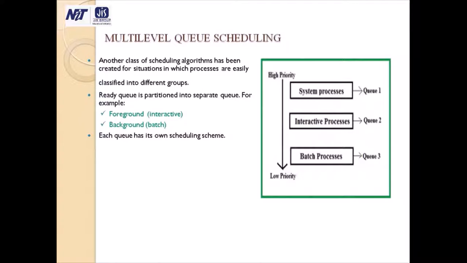In this diagram, we see the ready queue is partitioned into three ready queues: one for foreground processes, one for background processes, and one for system processes. Suppose the system process queue may follow first come first serve scheduling. The interactive process queue may follow shortest job scheduling. And the background or batch process queue may follow round robin scheduling. If there is another ready queue, maybe that queue follows shortest remaining time scheduling.